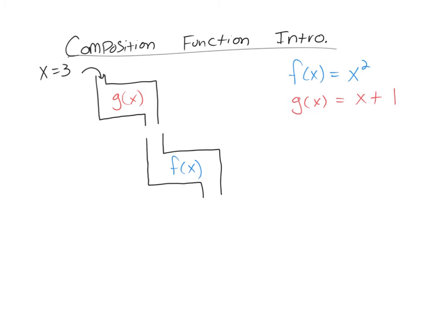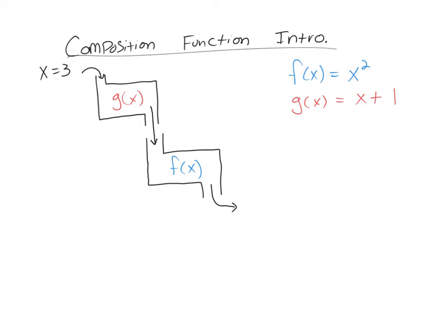But in this case, we're going to take a value, it's going to go into one function, it's going to come out of the first function, and that's going to be the input into the second function, and then our final answer is what comes out after it passes through both. So what does that look like?